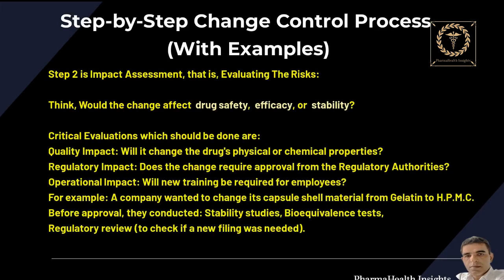Step 2 is impact assessment, that is, evaluating the risks. Think, would the change affect drug safety, efficacy, or stability? Critical evaluations which should be done are: quality impact. Will it change the drug's physical or chemical properties? Regulatory impact. Does the change require approval from the regulatory authorities? Operational impact. Will new training be required for employees? For example, a company wanted to change its capsule shell material from gelatin to HPMC before approval. They conducted stability studies, bioequivalence tests, regulatory review, to check if a new filing was needed.